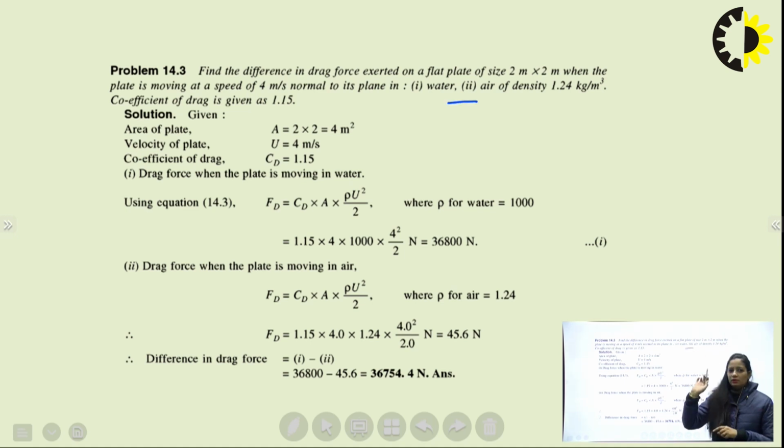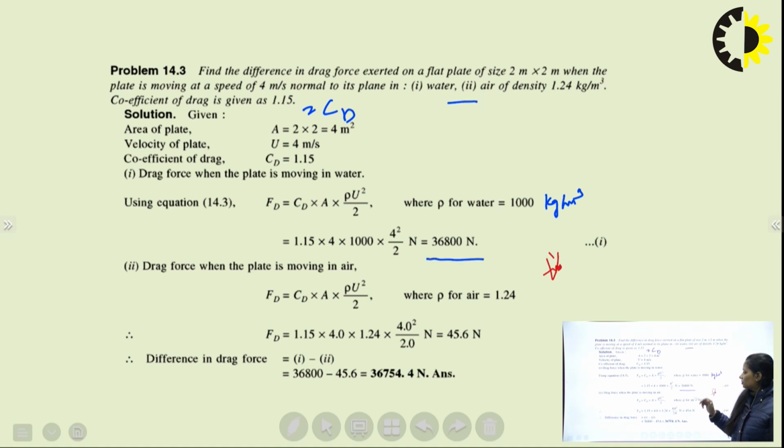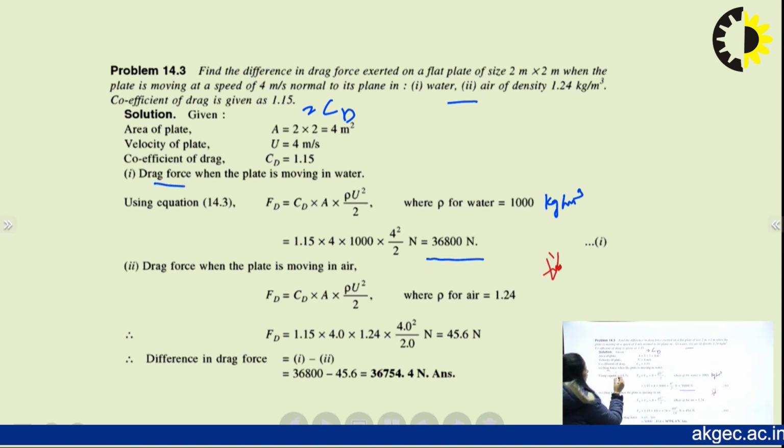Our first medium is water, so the density of water is simply 1000 kg per meter cube. Now solve it. FD equals 1.15, CD is given as 1.15, area will be 4, density will be 1000, and velocity is given as 4, so 4 square by 2. Ultimately we will get FD as 36800 Newton. So this was the drag force when the plate is moving in water.